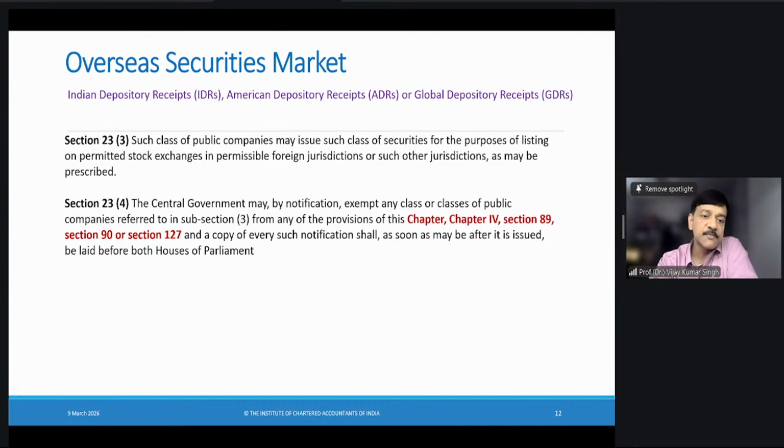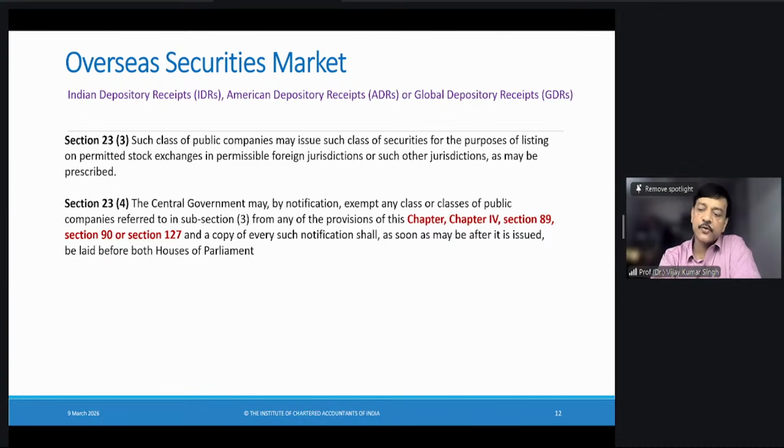Then Section 23 subclause 4 talks about the situations in which you can exempt the application of Section 23. It says the Central Government may, by notification, exempt any class or classes of public companies referred to in subsection 3, that is basically the foreign listing companies, from any of the provisions of this Chapter, Chapter 4, Section 89, Section 90, or Section 127, and a copy of every such notification shall be issued and laid before Parliament.